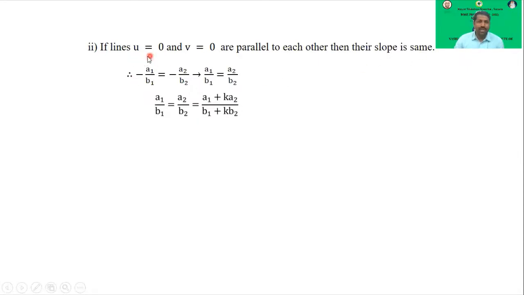So the slope of line u is minus coefficient of x upon coefficient of y, minus a1 upon b1 and minus a2 upon b2. Minus minus gets cancelled. We have the relation a1 upon b1 equals a2 upon b2. And so these are equal ratios. So this can be written as (a1 plus k times a2) upon (b1 plus k times b2). So each ratio is equal to a1 plus k times a2 upon b1 plus k times b2.